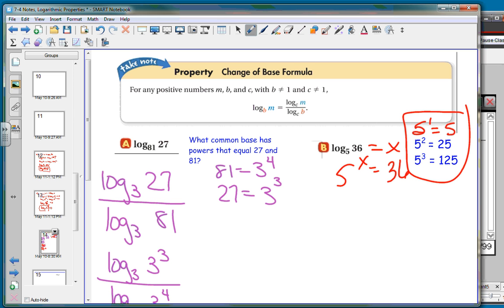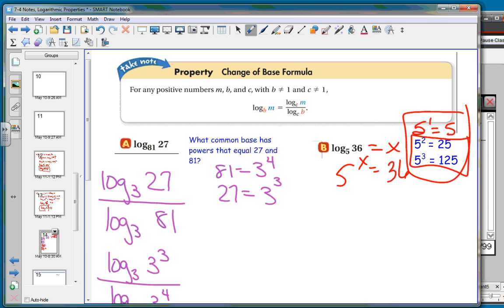I'm sorry, I just kind of lost my place. Is it ever going to be raised to a power? No, but can you tell me what numbers it's between? 25 and 125. So it's between 2 and 3, right? And it's very, very close to what value, though? It's going to be very close to 5 squared, which is the 2. So it's between the values 2 and 3, because remember, we're looking for a power.